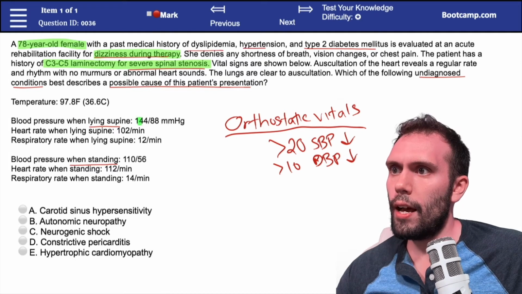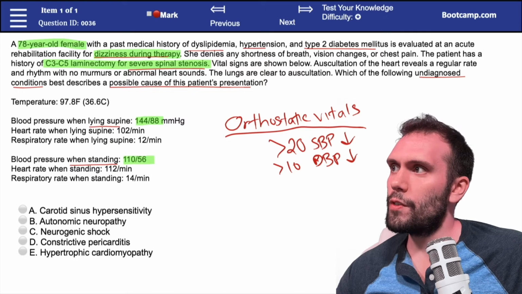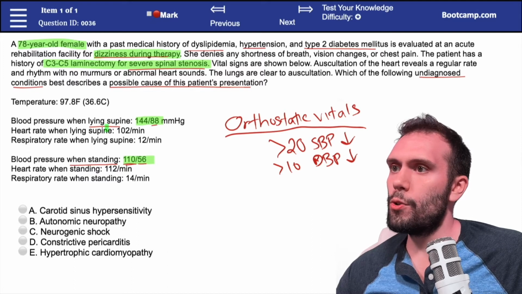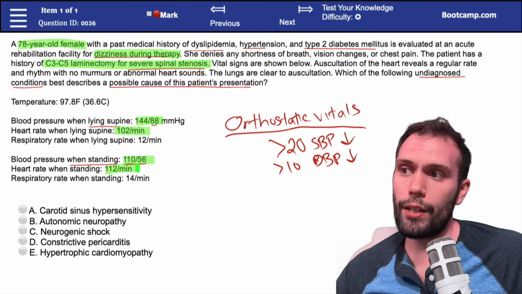So when lying, the blood pressure is 144 over 88, but when standing, it's 110 over 56. So I'm definitely seeing a pretty significant drop in the systolic blood pressure. It looks like a drop of 34 and a pretty severe drop in the diastolic pressure as well. Okay, the heart rate when supine is 102 and when standing is 112. So there is also an increase in the heart rate.